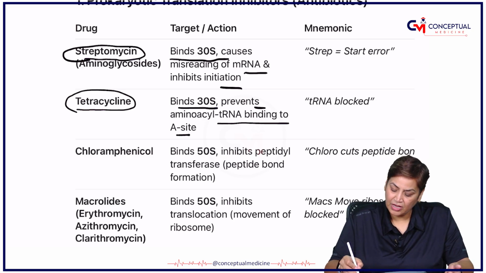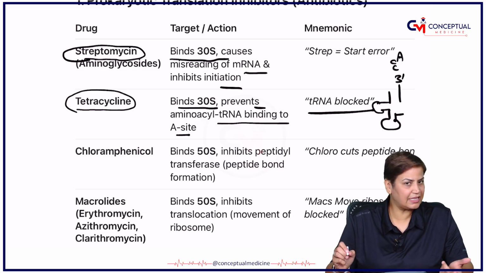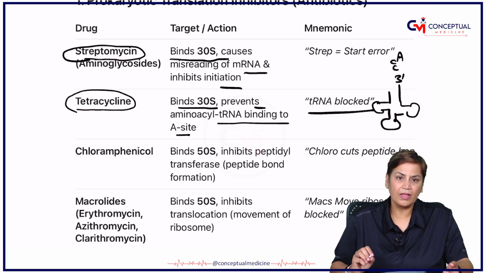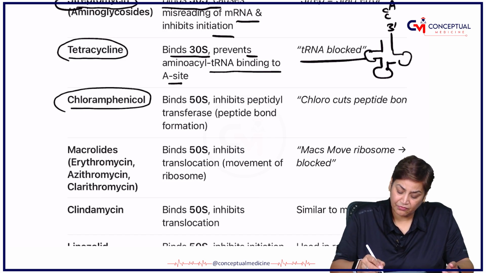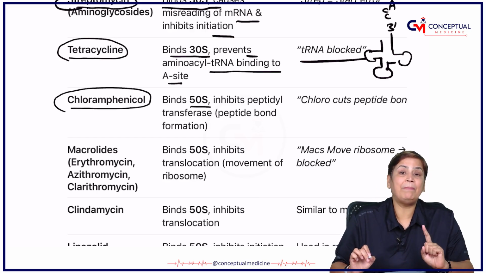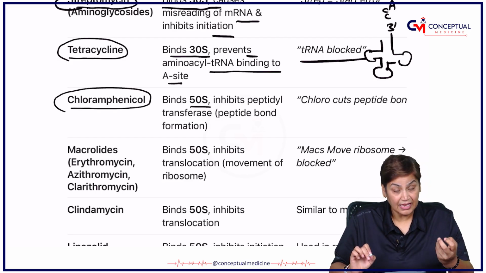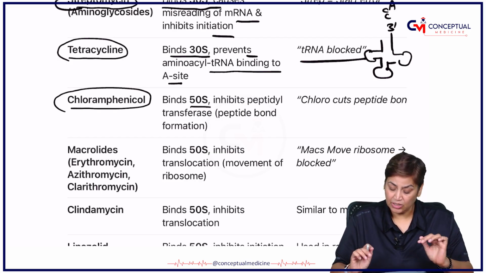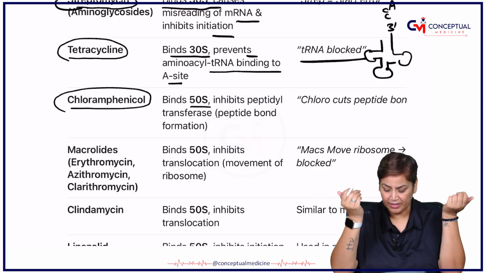that is, the transfer RNA is blocked, because we know that transfer RNA has the activated amino acid at its 3' end, which we have already discussed. Then chloramphenicol binds at 50S, and its main function is to inhibit peptidyl transferase, which I have already discussed in my video. Peptidyl transferase is the one which forms the peptide bond. So it will inhibit that, it will not let that peptide bond form.